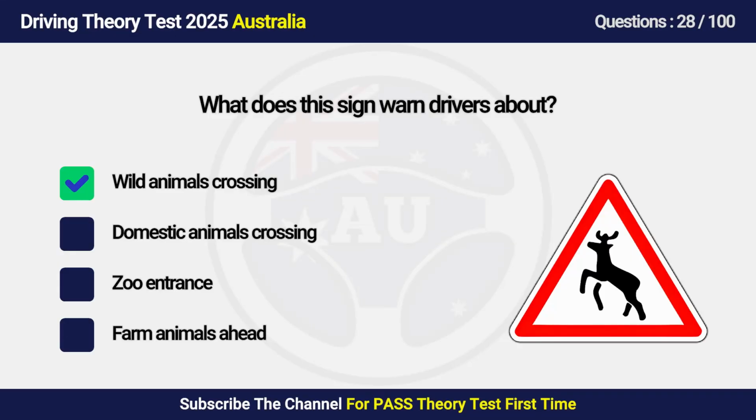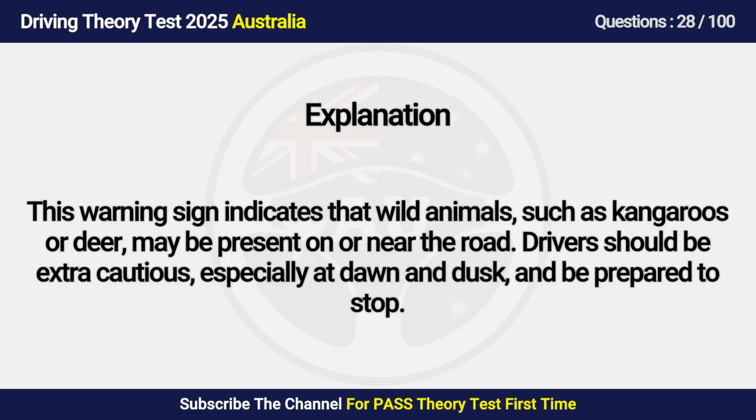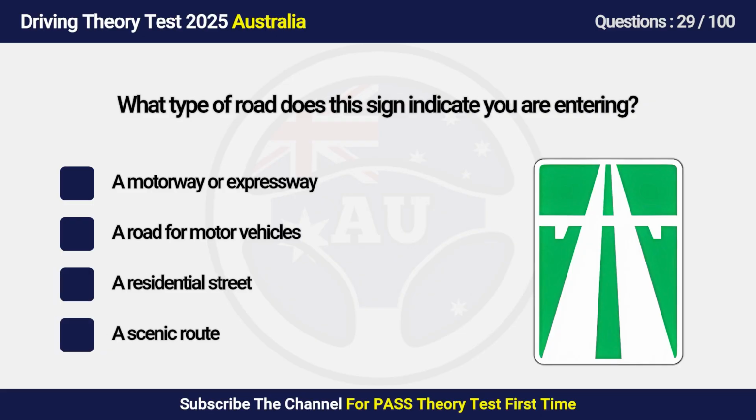Answer is A. Wild animals crossing. This warning sign indicates that wild animals such as kangaroos or deer may be present on or near the road. Drivers should be extra cautious, especially at dawn and dusk, and be prepared to stop. Question 29. What type of road does this sign indicate you are entering?